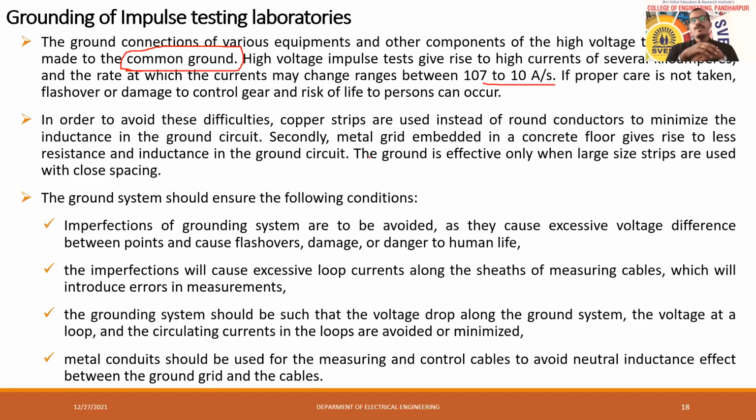So such kind of things we need to face if we do not take care of whatever grounding system we are implementing. A grounding system should be such that the voltage drop along the ground system, the voltage at a loop, and the circulating currents in the loop are avoided or minimized.